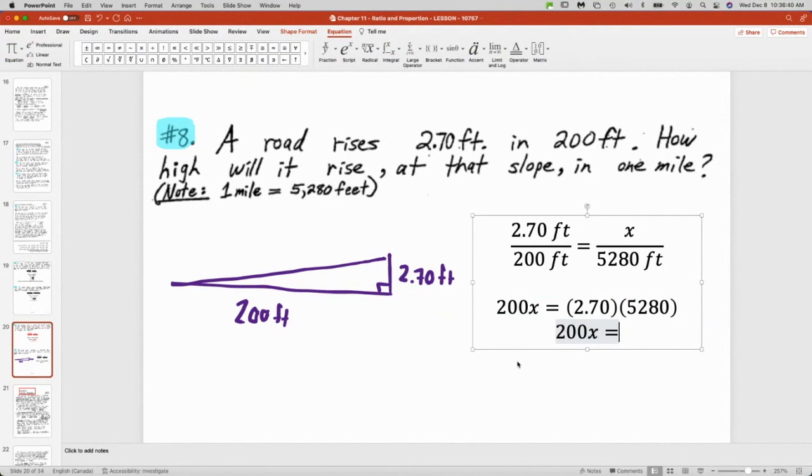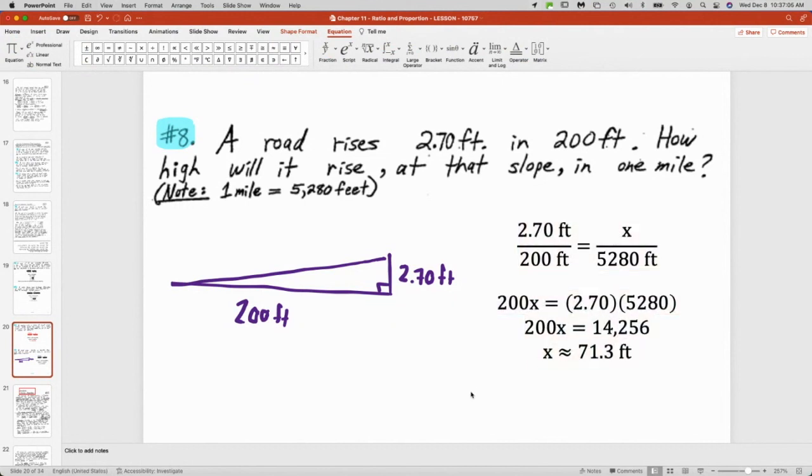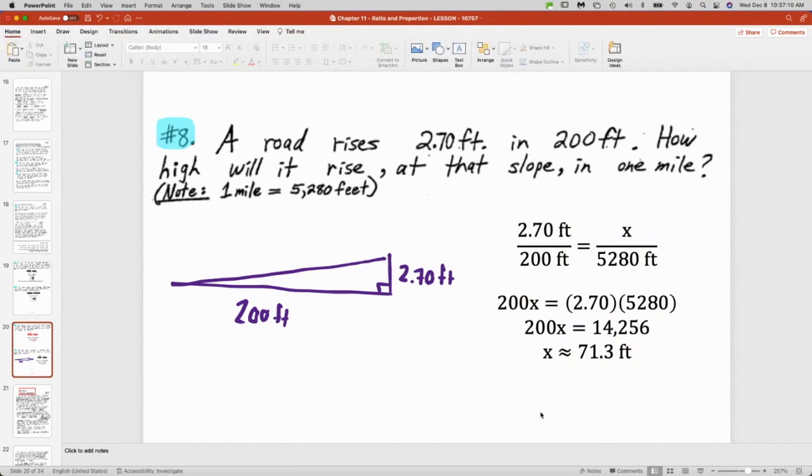2.7 times a mile is a lot. 14,256. And then divide by 200. That one actually is going to be a pretty easy division. So I got 71 and something. Anybody else get 71.3, I think? Awesome. Thank you, Nicholas. Thanks, Oakley. Oakley's been clutch for us today. You caught me on my errors, the errors of my ways.